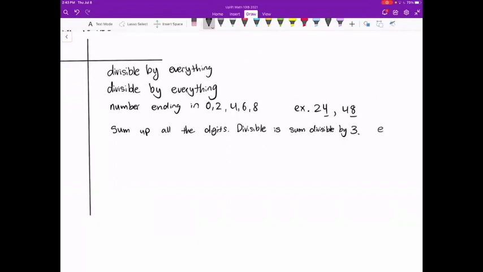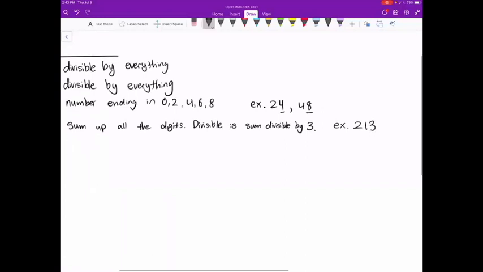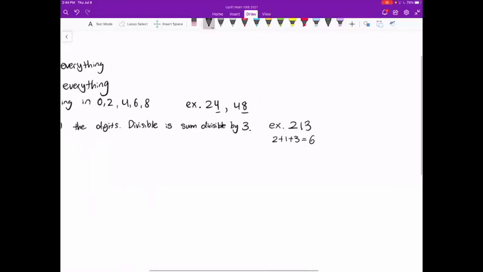Example, we could do something like 213. So how we would determine if this is divisible by 3 is by adding all of the digits together. So in this case, we have 2 plus 1 plus 3, which gives us 6. Since 6 is clearly divisible by 3, then we know that 213 is also divisible by 3. David, do you want to give another example?